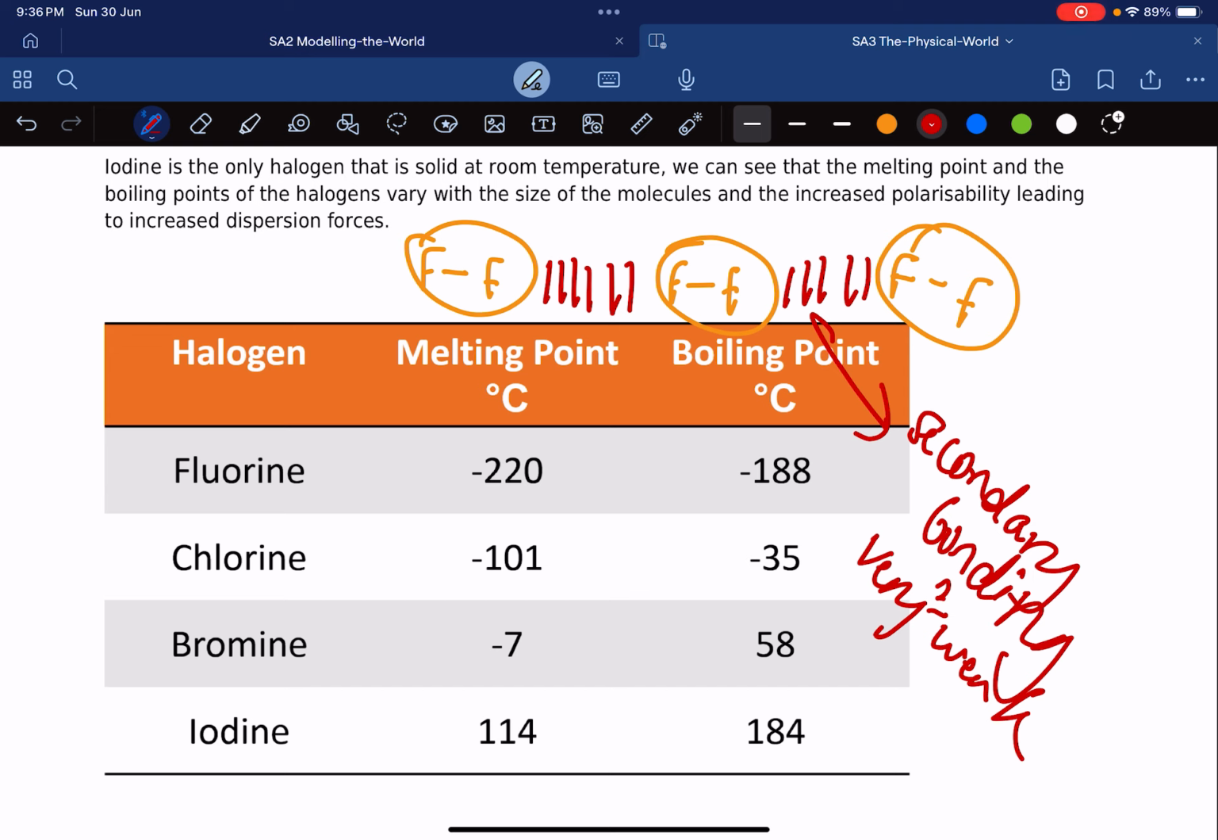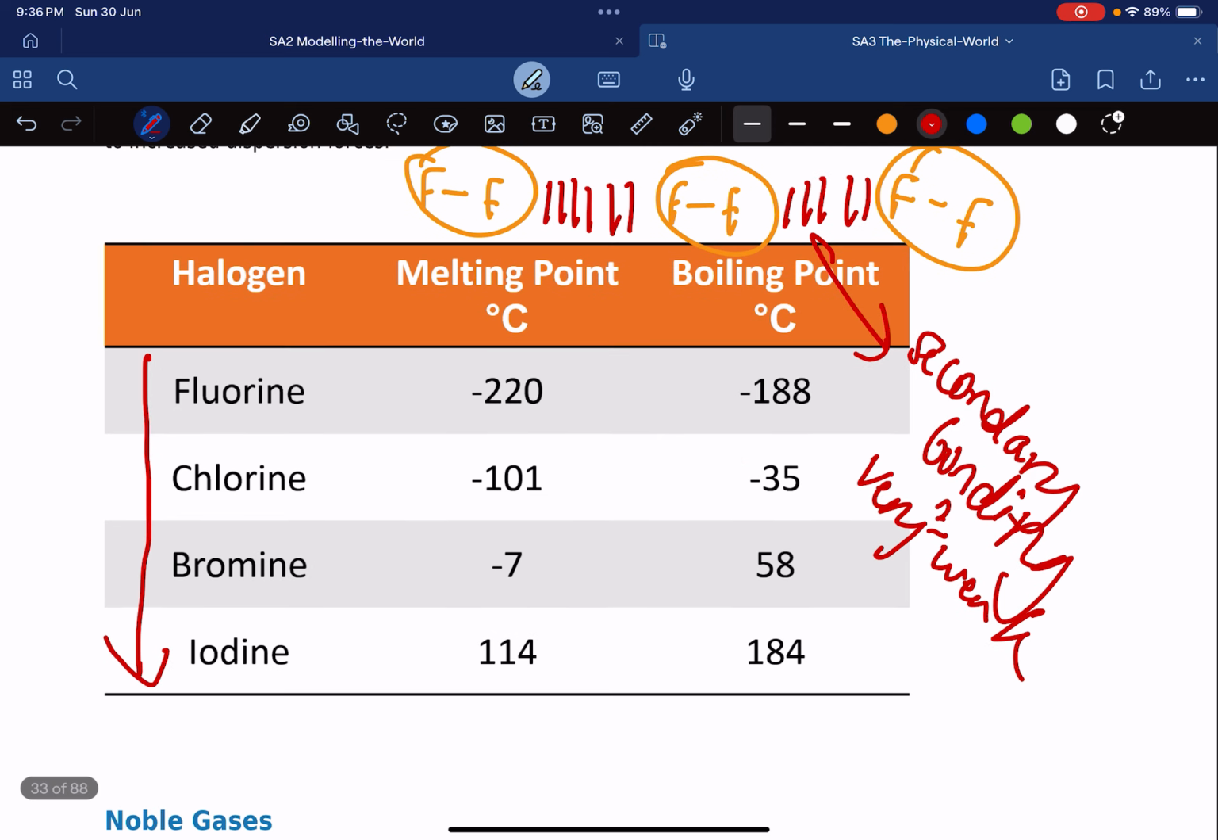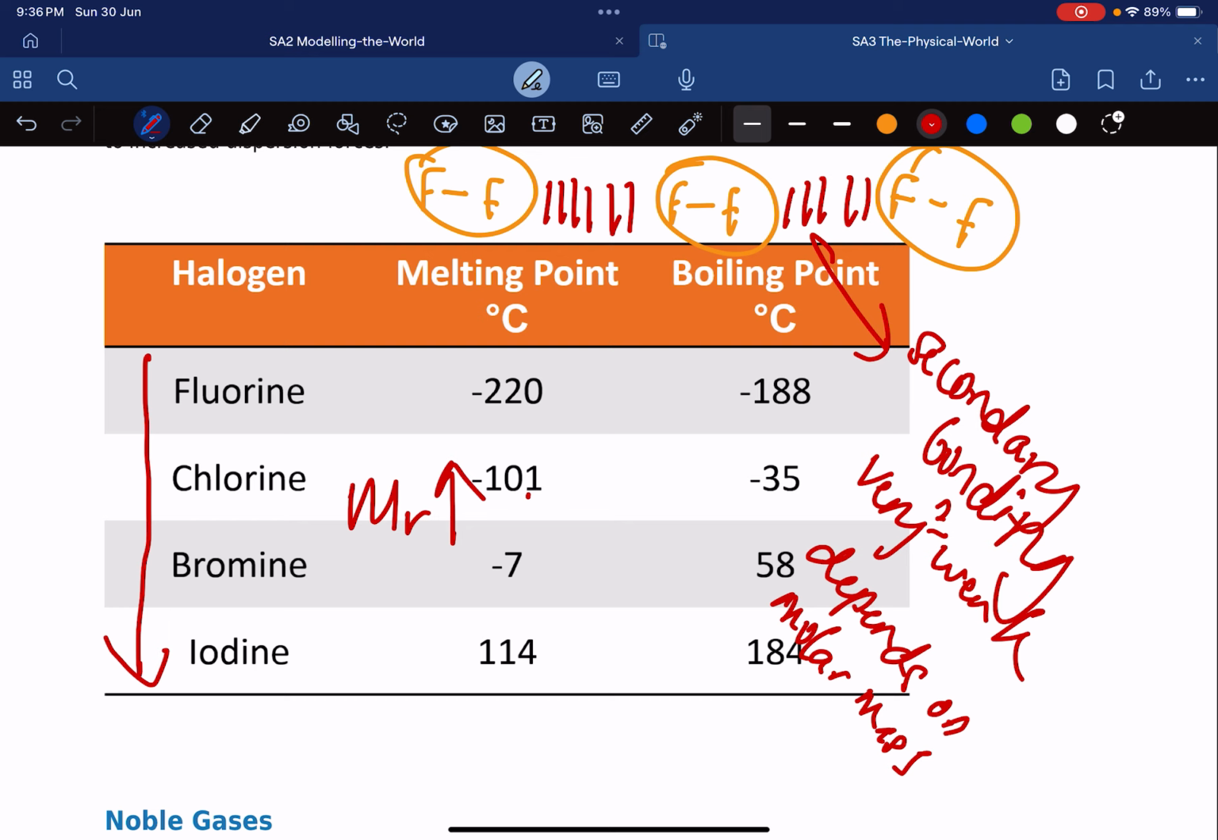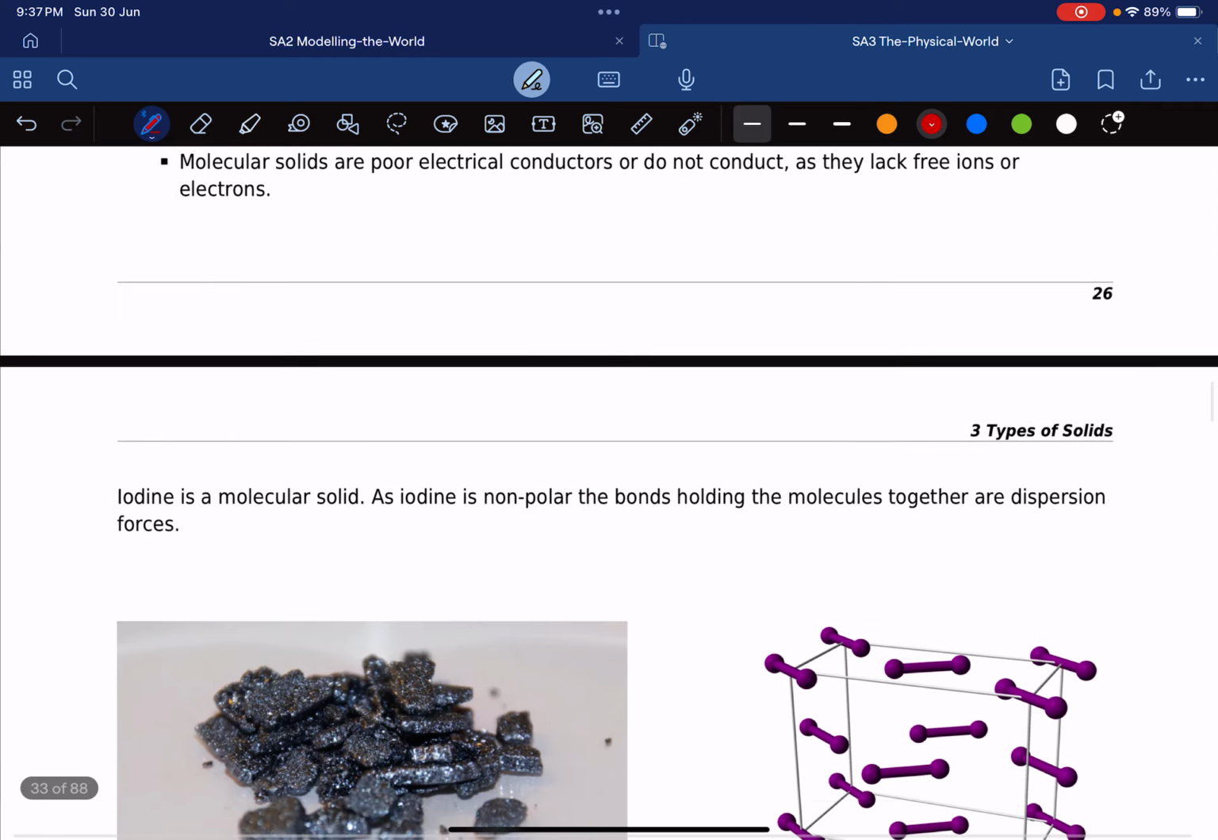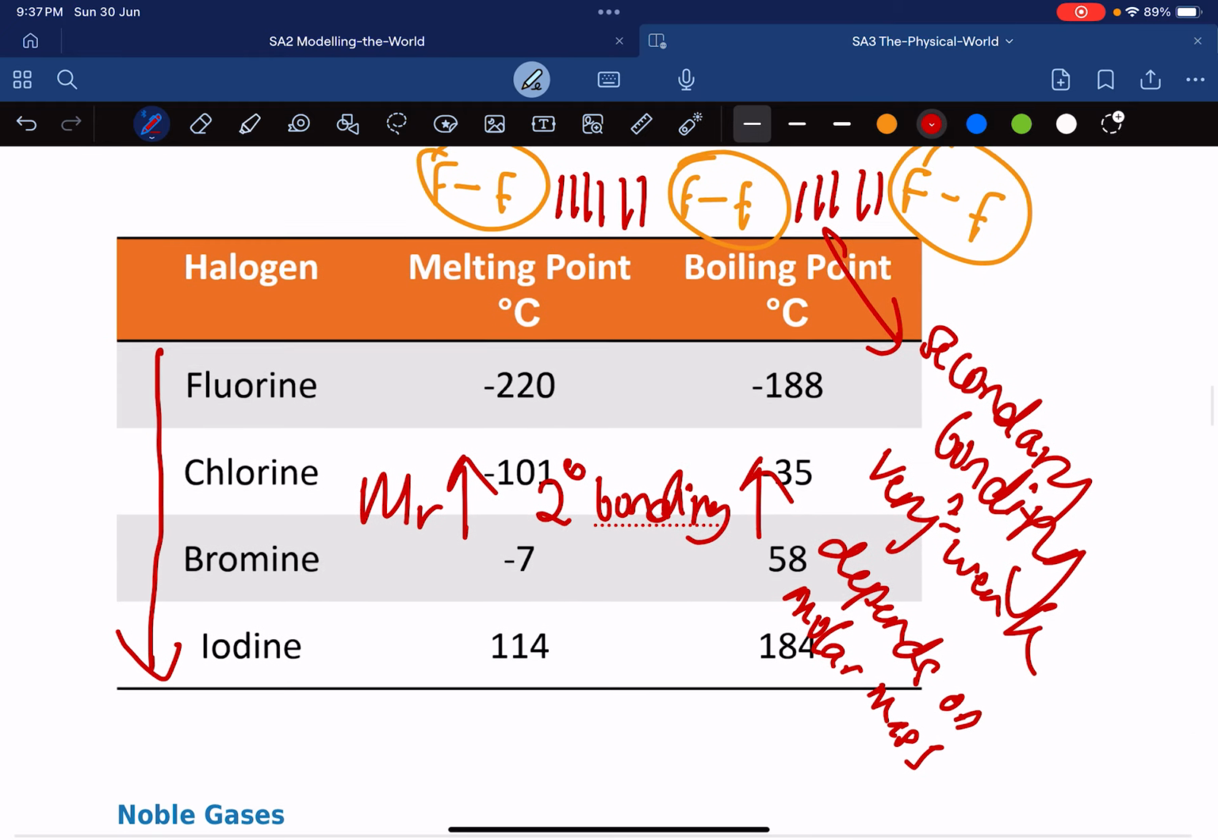And you notice another thing, when you're going from fluorine to iodine, the melting point increases and the boiling point is increasing, because the strength of the secondary bonding depends on molar mass. So as the molar mass increases, secondary bonding also increases. Which means that their melting points and boiling points will increase. But because it is very weak compared to the others, their melting points and boiling points are relatively lower.